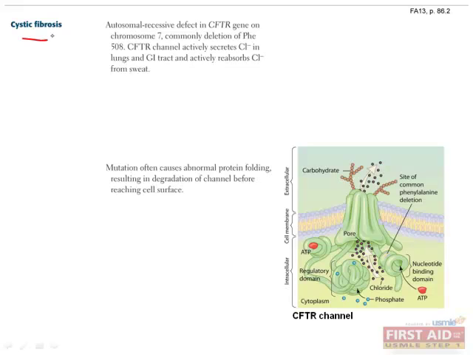Cystic fibrosis is one of the autosomal recessive disorders and is caused by a defect in the CFTR gene on chromosome 7, which stands for cystic fibrosis transmembrane conductance regulator. The most common mutation of this gene is a mutation of phenylalanine 508, which leads to an improperly folded protein that will be degraded by the cell.